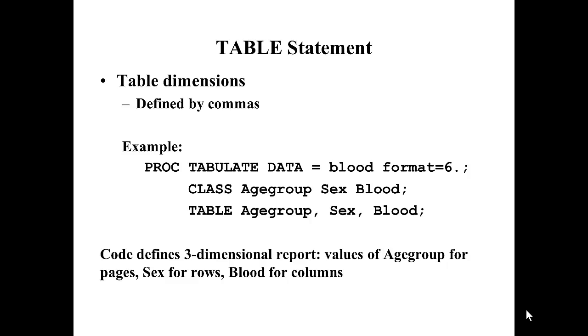So let's focus a little more on the table statement. Table dimensions are defined by commas. So here is some example code where we have three categorical variables: age group, gender, and blood. And we have a table statement with 2 commas. This code defines a 3-dimensional report. The values of age group are considered the pages, gender are the rows, and blood is the columns.